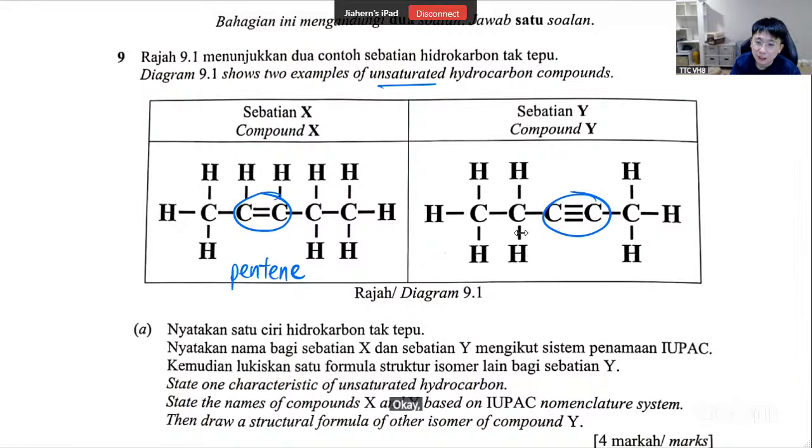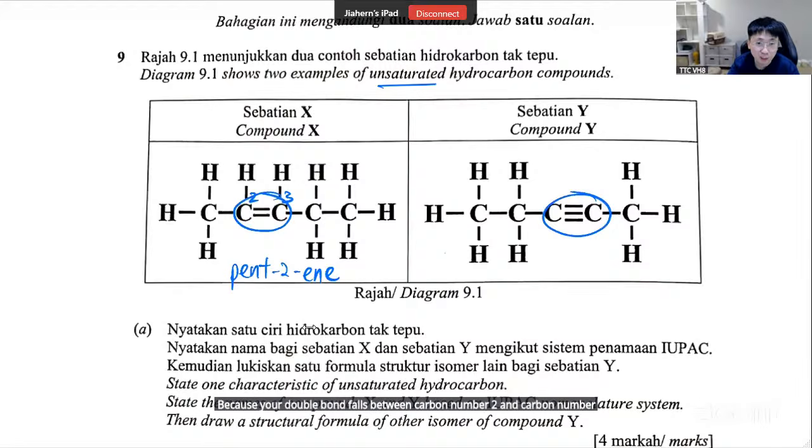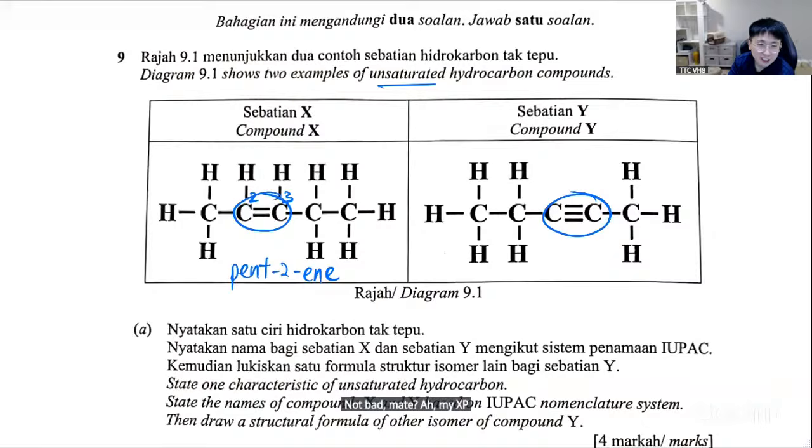Okay, very good. Not bad, not bad. Remember this: specifically, pentene supposedly is pent-2-ene. Why pent-2-ene? Because your double bond falls between carbon number 2 and carbon number 3. I take the smaller number. Not but-2-ene. A lot of people say, okay, my ex, pretty butt. Okay, guys. I like pretty beach also can. Okay. Now, that one depends on your ex. Do you guys break up peacefully?